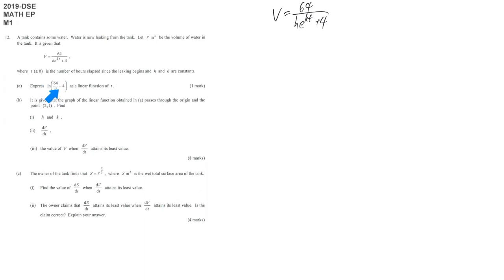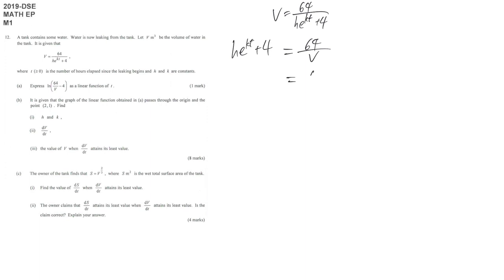The first part is quite straightforward, that's why it's only worth 1 mark. And then basically it's based on what we have here, and then we build up the items that we need. For example, we have 64 divided by v. It seems like we swap the denominator here and also the numerator here. So we divide both sides by v, and then multiply both sides by the denominator.